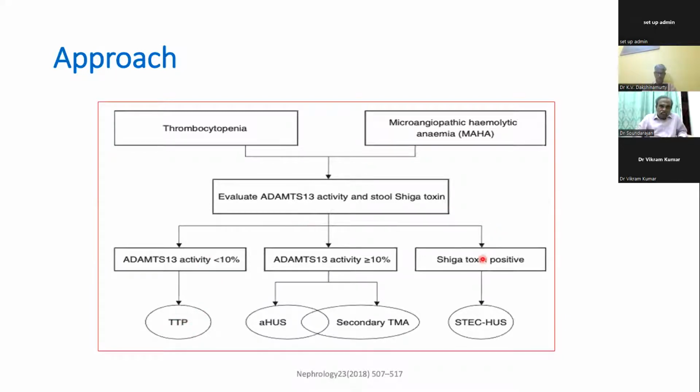Coming to the other arm, if Shiga toxin is positive, we can label them as STEC-HUS. If these two are negative, then we have to look for a secondary cause of TMA, and if negative, then atypical HUS. What is striking here is the overlap, meaning there is no clear-cut margin differentiating between atypical HUS and secondary TMA.